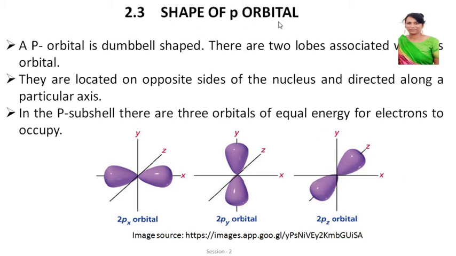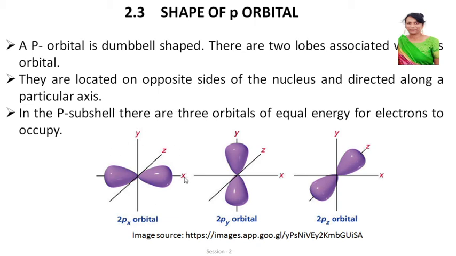Next, coming to p orbital. A p orbital, this should be small p, okay? P orbital is dumbbell shape. There are two lobes associated with this orbital. It is dumbbell shape. They are located on opposite sides. These two lobes are oppositely located to each other. Where? Of the nucleus. So if this is a nucleus, the lobe will be oppositely directed along the particular axis.